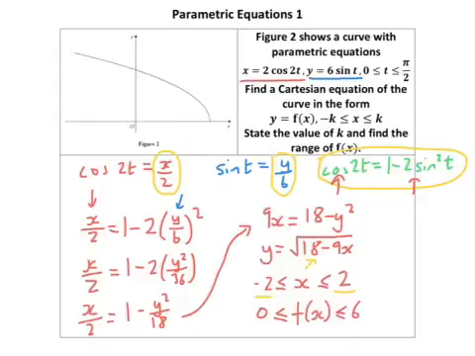So there we go. But the key when converting a parametric equation to a Cartesian equation is to get the trigonometric bits equal to everything else. And then you should be able to substitute.